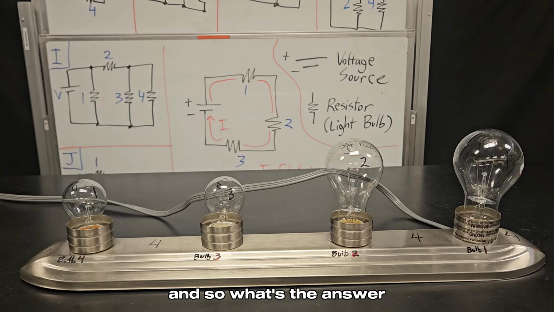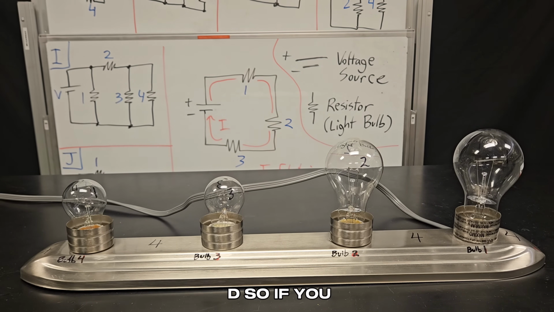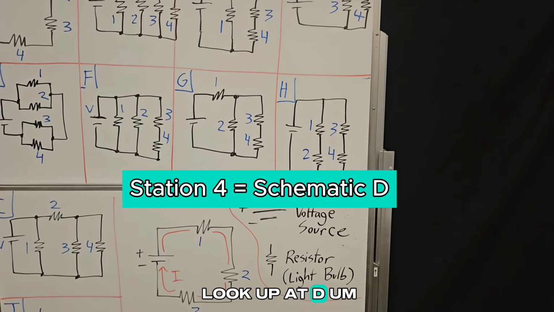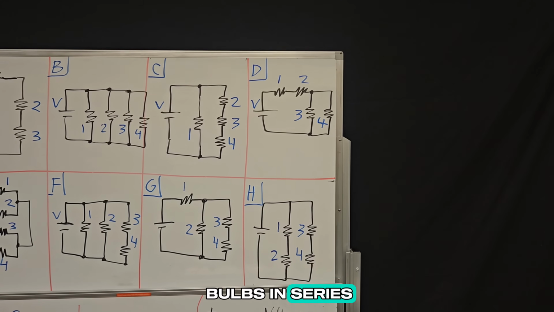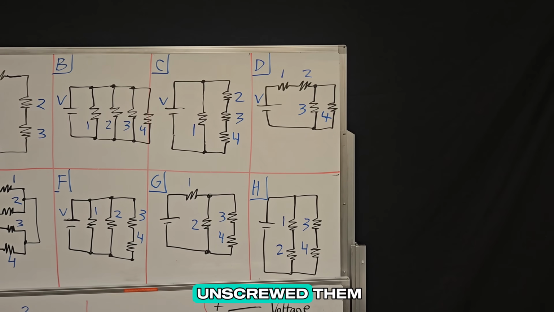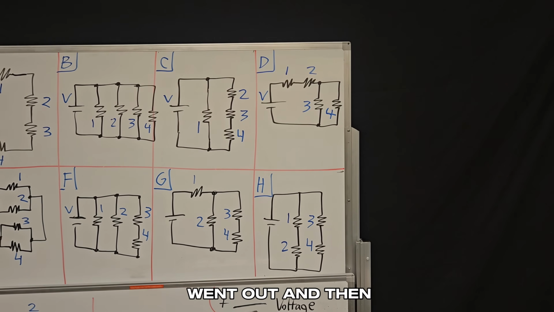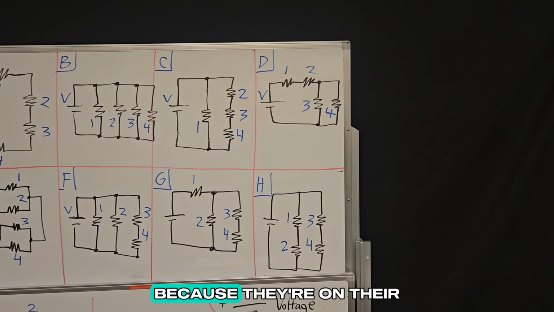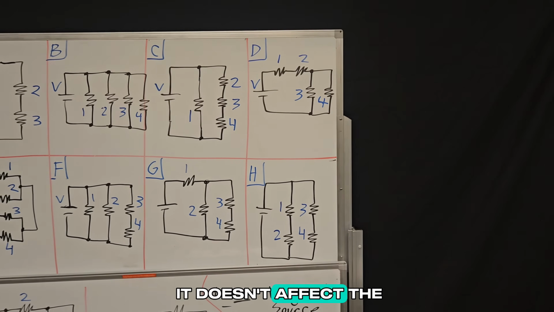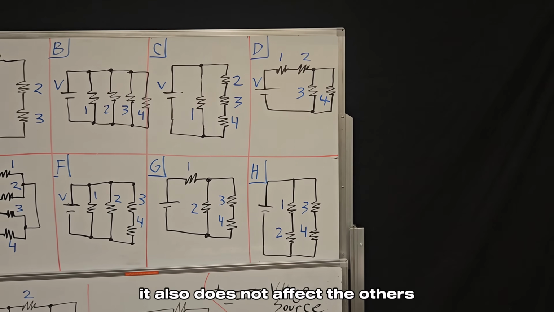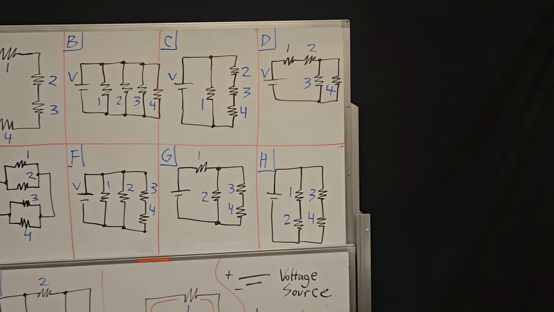And so what's the answer? It is actually schematic D. So if you look up at D, D is the one where you have 2 bulbs in series, and those are the ones that if you unscrewed them, all the other bulbs went out. And then bulbs 3 and 4, because they're on their own parallel pathways, if you unscrewed 3, it doesn't affect the others, and if you unscrew 4, it also does not affect the others.